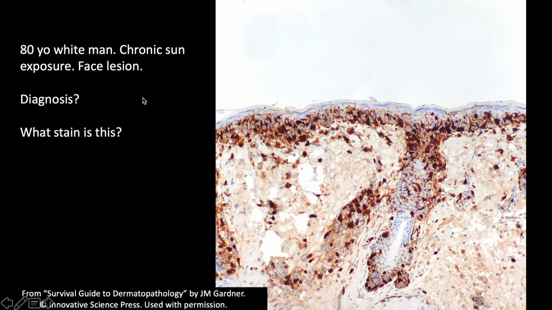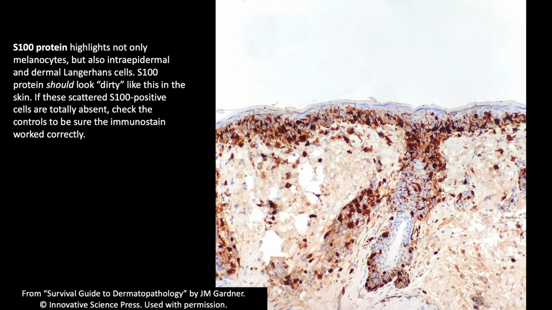So here's an example: chronic sun damage, face lesion in an 80-year-old white man. And what's the diagnosis and what's the stain? Well, you might say, gosh, that looks like confluence and pagetoid spread. But this is an S100 stain. And look, S100 is supposed to look dirty because there's all these Langerhans cells that live in the epidermis and also get down in the dermis and some other dendritic cells. So those will all stain with S100, which is why I do not like using S100 to look at the epidermal component of a melanocytic lesion.